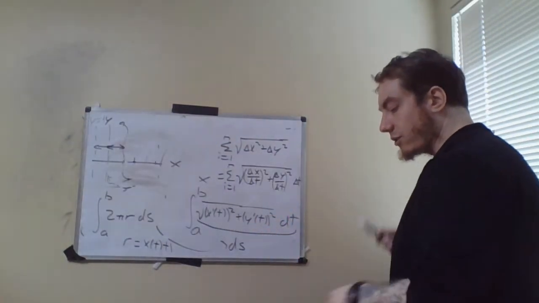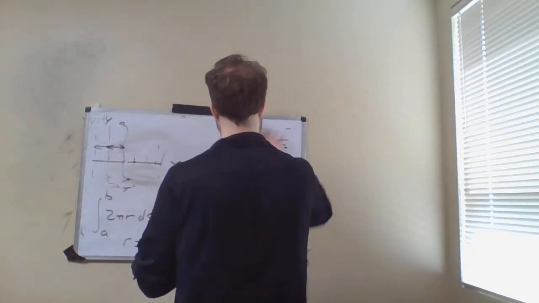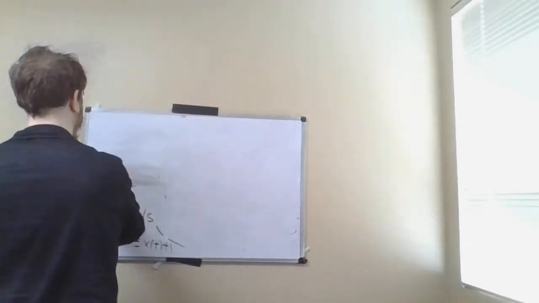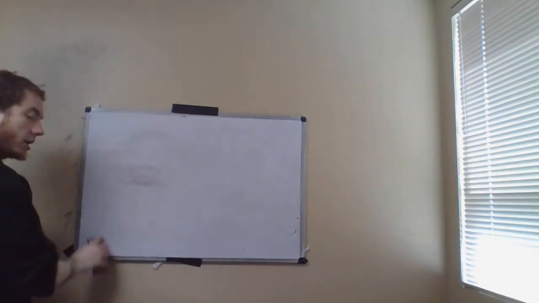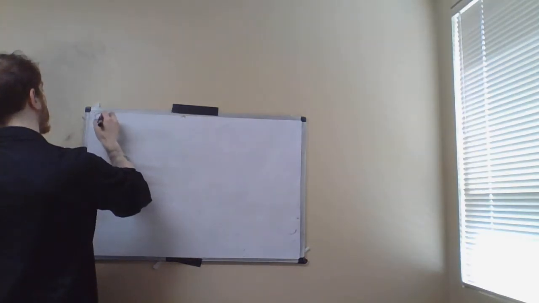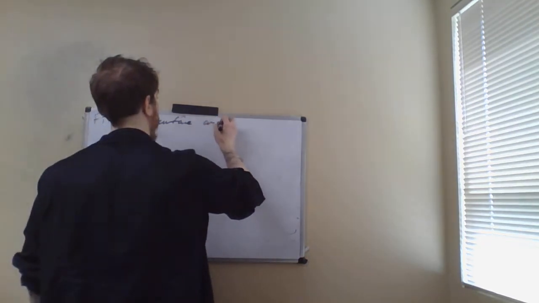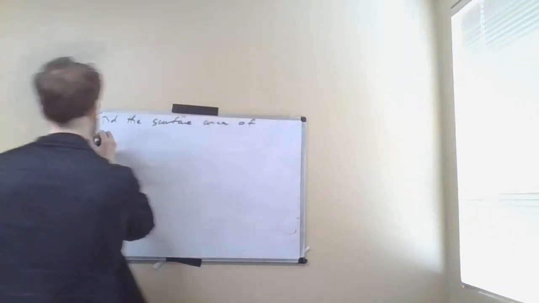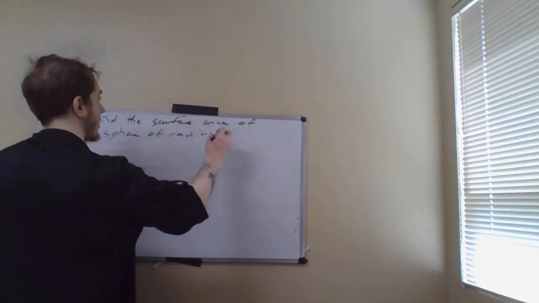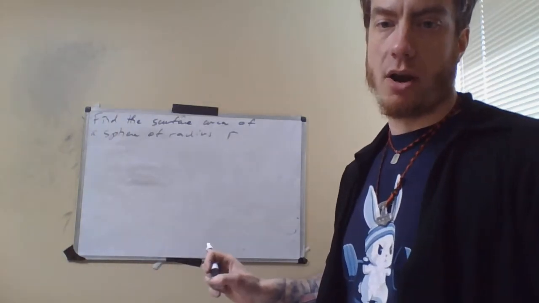Now, let's just take a quick look at something which technically is in your textbook, and I usually don't do the examples in your textbook. But I want to show you really quickly how to derive a very famous formula by using this. So let's suppose that we want to find the surface area of a sphere of radius r.